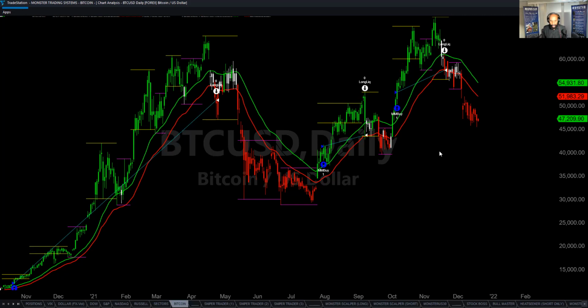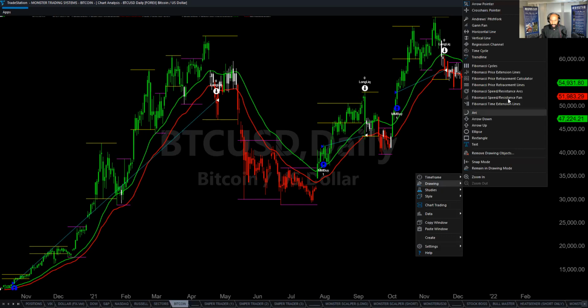Again, I'm looking at a support area here of about 40,000. Bitcoin lags these whole numbers. So 40,000 is your next big support, and then 30,000 down here is your next big support.